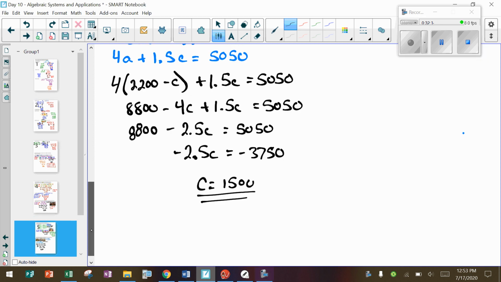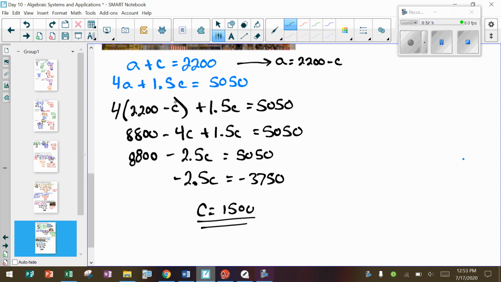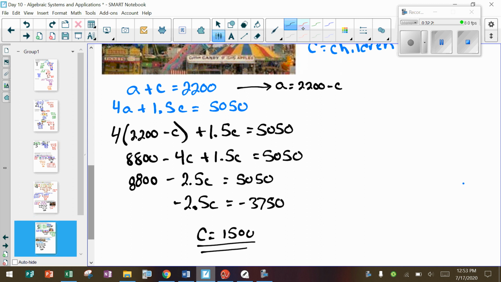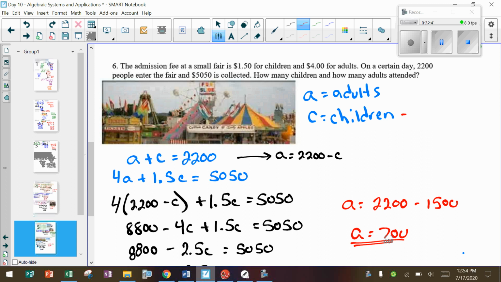So when I did all the math, distributed the 4, combined like terms, subtracted 8,800 from both sides, divided by negative 2.5, I got the number of children on this particular day was 1,500. Now they told us at the beginning that there was a total of 2,200 people. So if I take the 2,200, subtract out the 1,500 children, then I get the number of adults for the day, which is 700. So, number of children, 1,500, number of adults, 700.